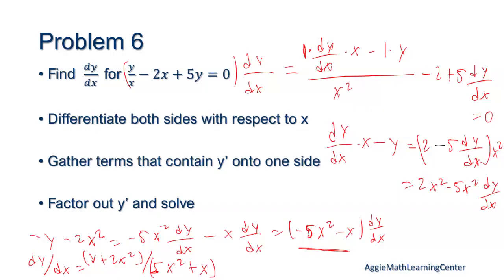Yeah. Any questions? We do have another one of implicit differentiation, I'm pretty sure. I think so. Yeah, with the tangent line.